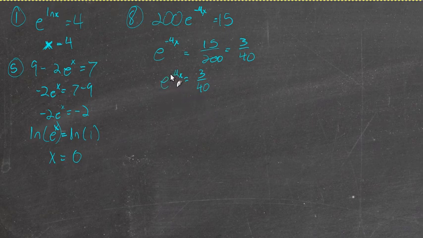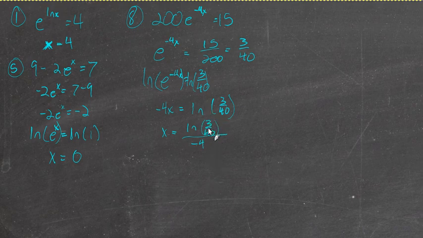Now we want to get this out of the exponent, so we'll take the natural log of that, because when we take the natural log of e to a power, we get the power. We'll take the natural log of this. So we'll just call it the natural log of 3 over 40. And now we'll divide by negative 4. X equals the natural log of 3 over 40 over a negative 4. And we could rewrite this in a lot of different ways, but this would give us the number that we want if we were to plug that into the calculator, so we won't worry about it too much.